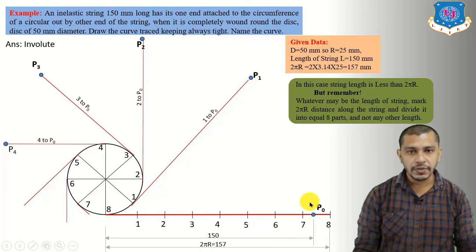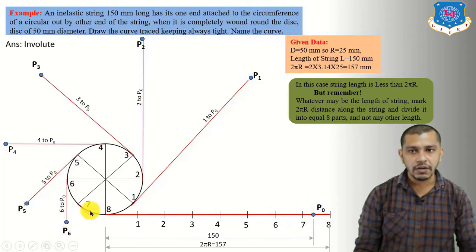Now measure 5 to P0 on the rounder, put the rounder at 5 and mark P5 on this line. Now measure 6 to P0, put the rounder at 6 and mark P6. Now measure 7 to P0, put the rounder at 7 and mark P7. Now you can see that after that there aren't any more divisions, so we will mark the point P8 over here.